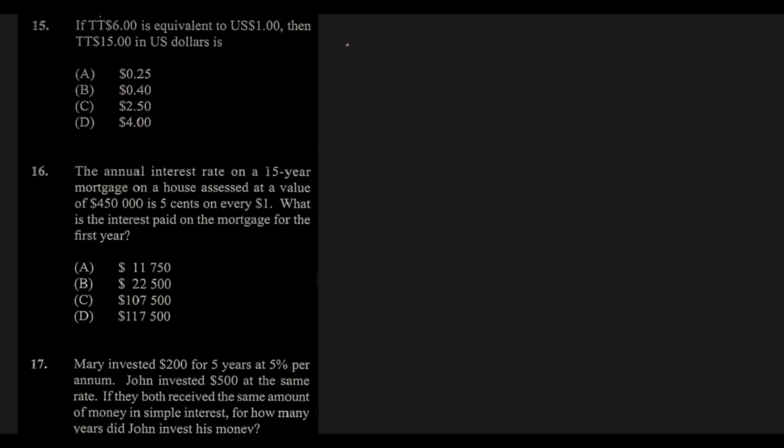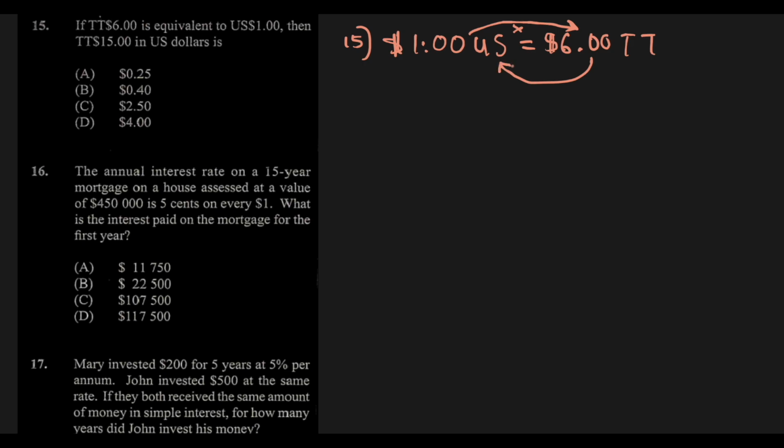For this particular question, it says if TT $6 is equivalent to US $1, so $1 is equal to $6 TT. We want to figure out what $15 would be. So we have $1 US, which is equal to 6 TT dollars. If we're going from US to TT, we have to multiply, and if we're going from TT to US, we have to divide.